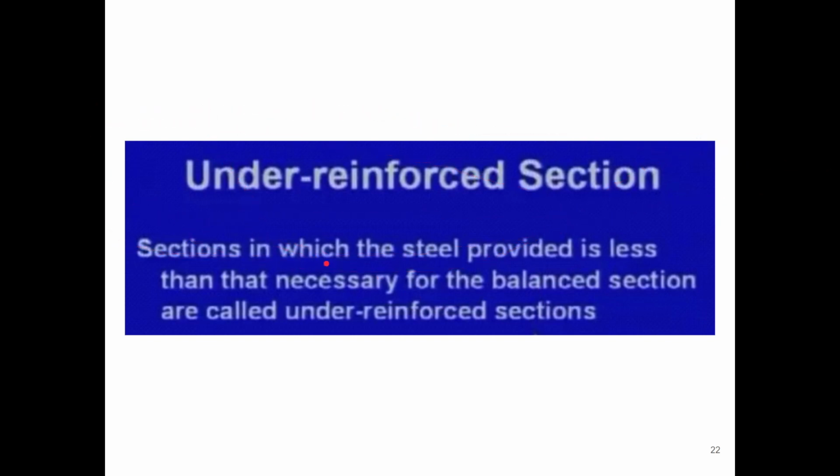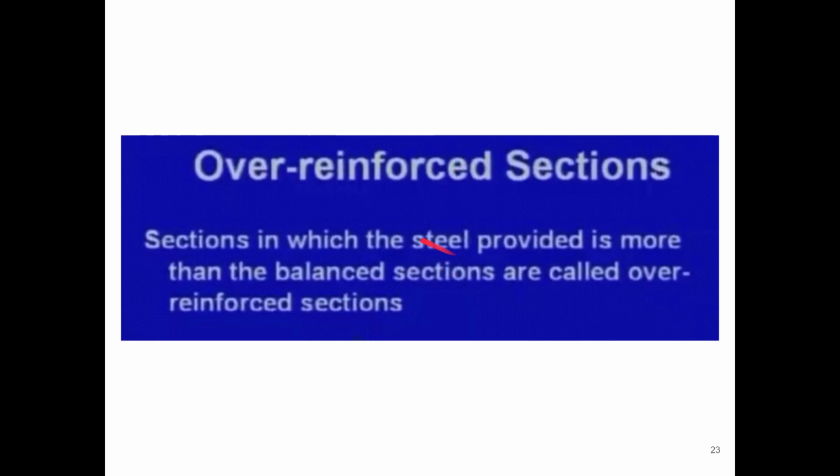Less steel is provided so that the steel fails first as compared to concrete. And what is the over-reinforced section? That is basically a section in which the steel provided is more than in the balanced section. Here the steel will be more, and also the neutral axis depth will be higher than the critical neutral axis. That defines the over-reinforced section.